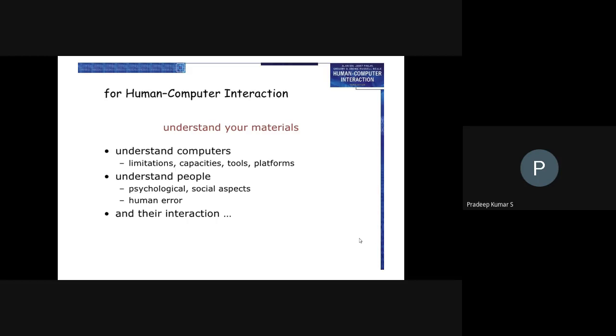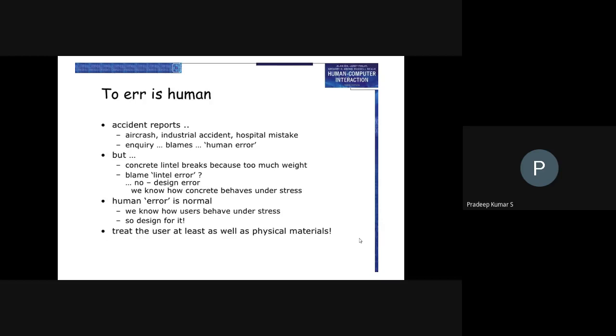Here you understand the people: the psychological and social aspects, and human error. Here I am going to teach you. You are already familiar with the AI concept and software engineering concept, so that you can understand AI HCI much more effectively. That is understand your materials.